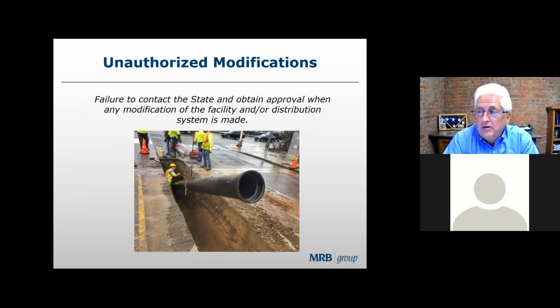Unauthorized modifications. So modifications that you make to your distribution system, whether it's replacing water mains, doing improvements to the distribution or collection system, do require approval from the state. And there are sometimes, even though you think it's a simple repair or a simple replacement of a water main, let's say down a particular street, where you're increasing the size from an undersized 4-inch water main to an 8-inch water main to improve fire flow, you still need to get approved plans from the state. So keep that in mind.